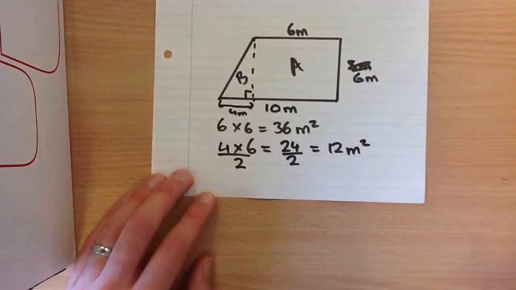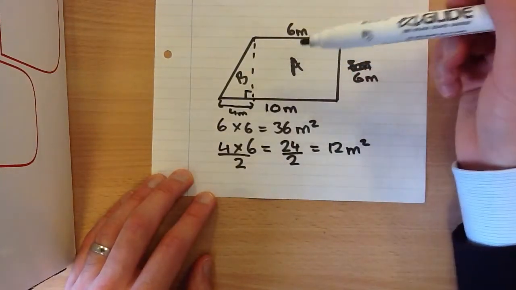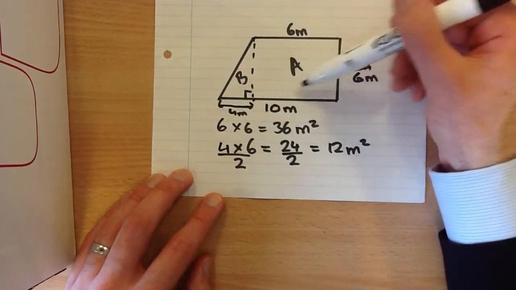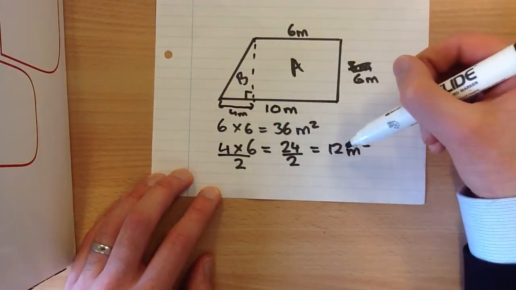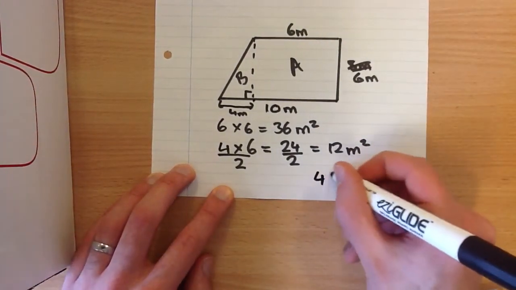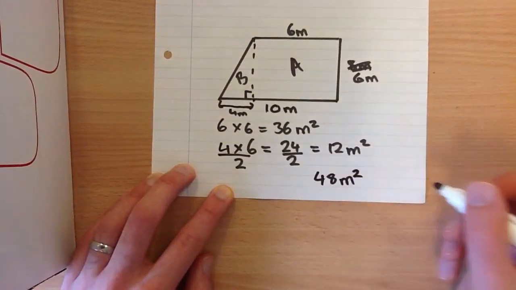So in total, the total area of the shape is the area of the rectangle, add the area of the triangle. So 36 add 12, which is 48 metres squared.